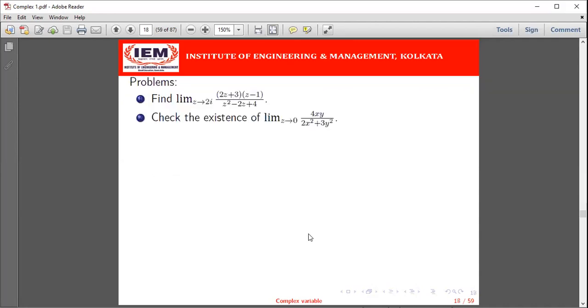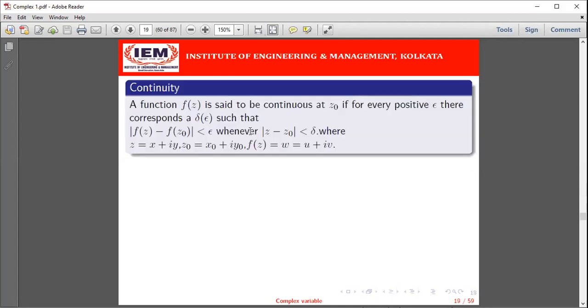Okay. Next, there are two problems. I'll be sharing the PPT in the Google Classroom, so you can solve this. And if you can't solve it, you will be asking me and I'll try to solve this.